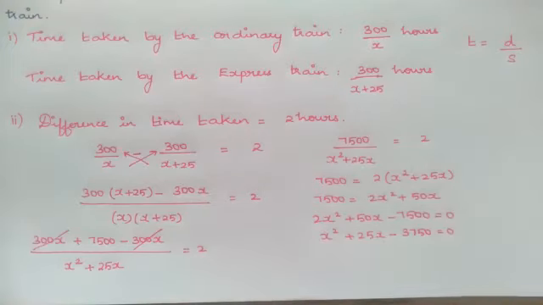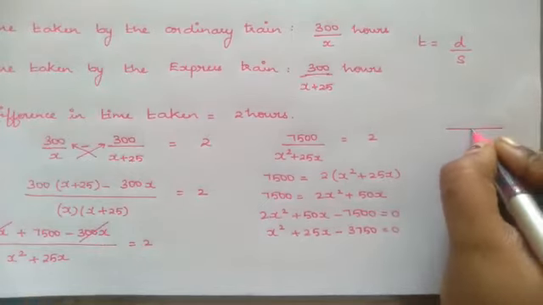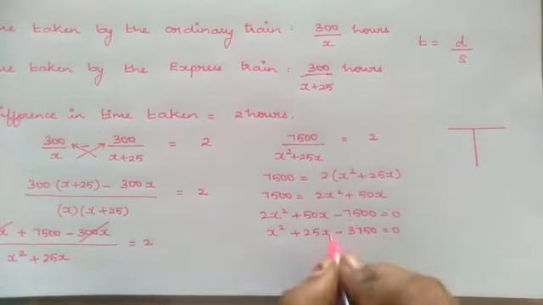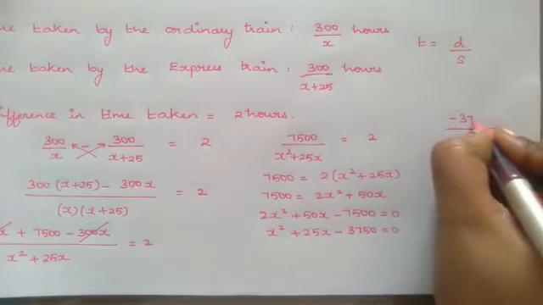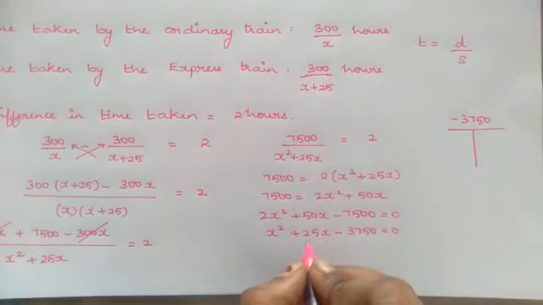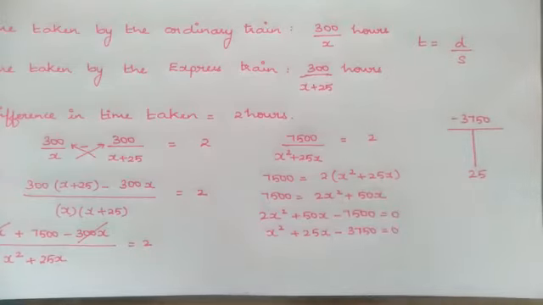So let's do the same. We are going to solve it by the sum of two terms and product of two terms method, or in colloquial language the T method, where at the top of the T we write the constant term along with its respective sign, so minus 3750, and at the bottom of the T we write the coefficient of the x term, the variable term, that is 25. We write it like this because the coefficient of x square is 1. That's very important.